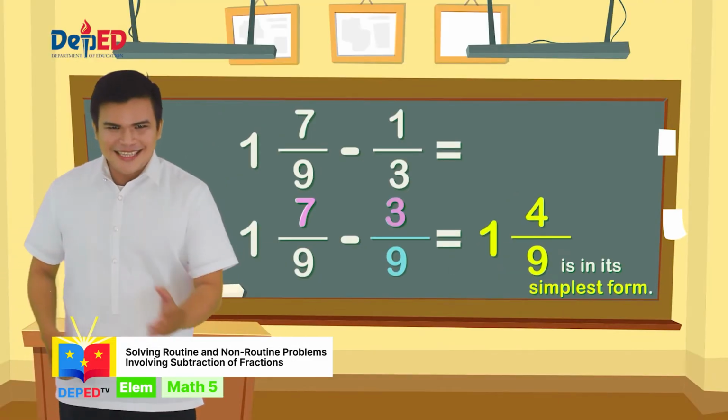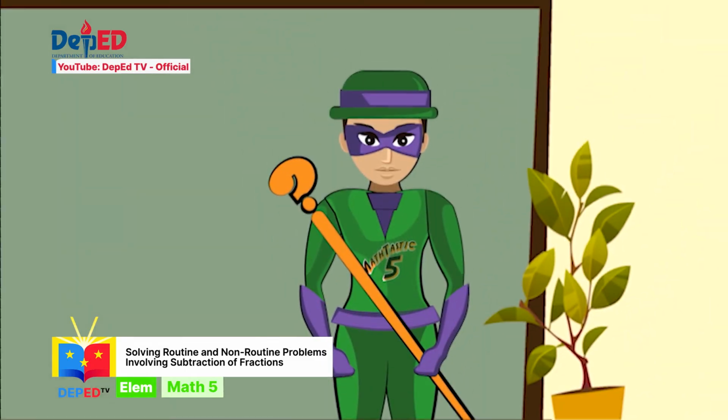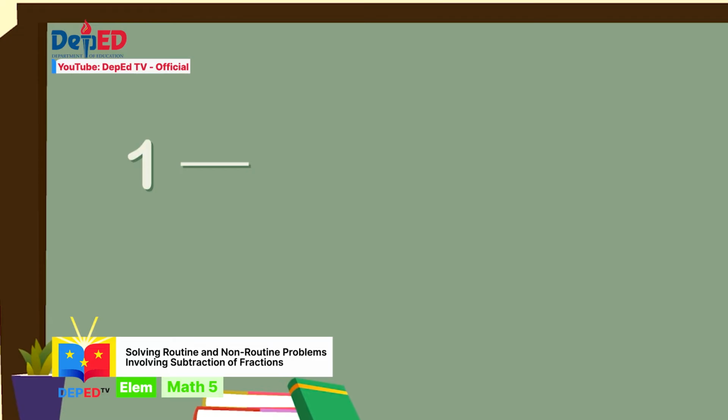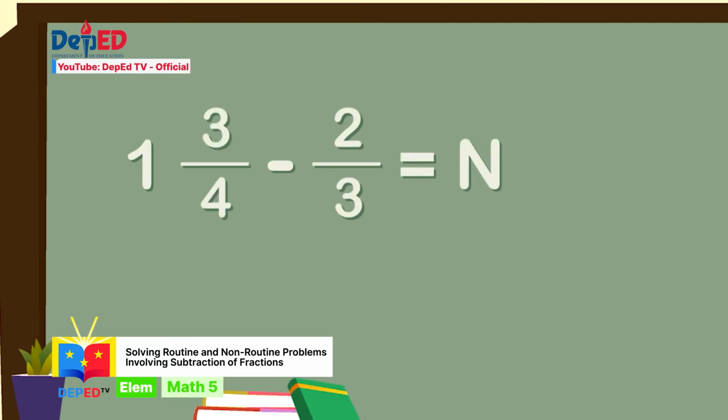Super Driller, take it away! It's me, the Super Driller. Math heroes, let's answer this drill. 1 3/4 minus 2/3 equals n.